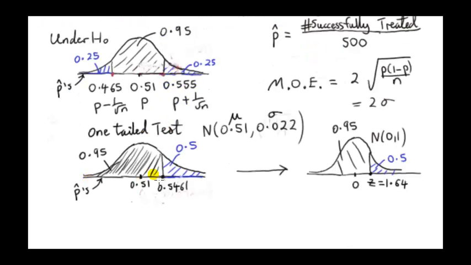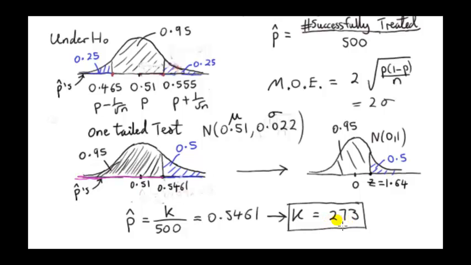We can now correctly answer this question. The null hypothesis has been accepted for drug B, so that means our p hat must lie somewhere along this line here. I'll call the number successfully treated k. We divide that by 500 to calculate our sample proportion, and the maximum value it can have is 0.5461. That will lead to a maximum value for k. Rounding down, we get that the maximum possible number of people that were successfully treated by drug B is 273.